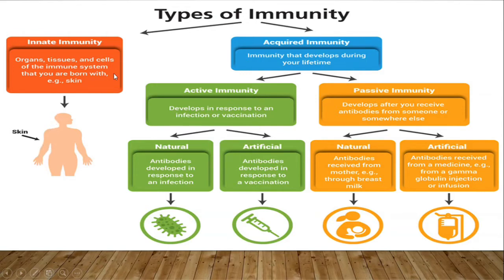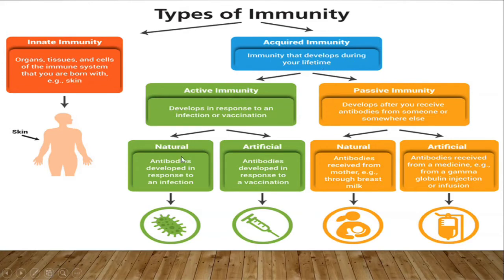Innate immunity is also non-specific. What does non-specific mean? It means that it resists all types of antigen, regardless of their specificity. It means it cannot allow any substances to pass through it. While acquired immunity is a specific type of immunity, we will discuss the specificity of acquired immunity in coming lectures.